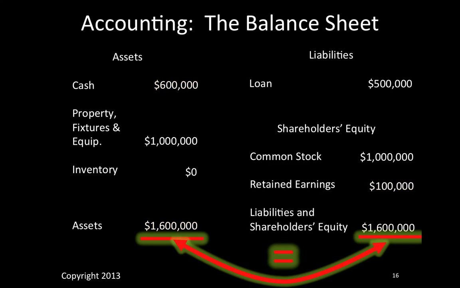For our last transaction, we will make a distribution to shareholders. Widgets decides to pay a $100,000 dividend. $100,000 is deducted from its cash account and paid to shareholders. A corresponding reduction is made in the retained earnings account. Total assets and total liabilities and shareholders' equity are reduced to $1.5 million.